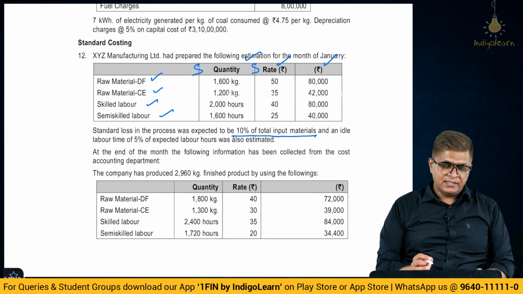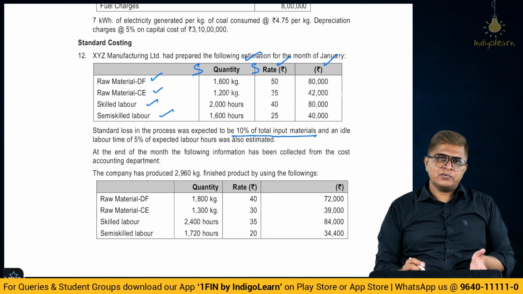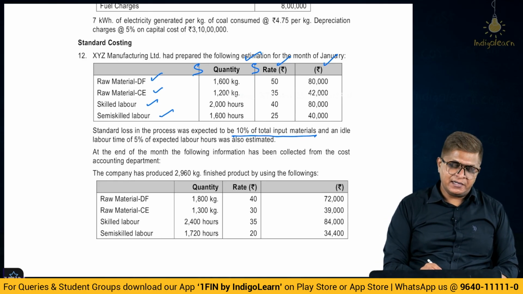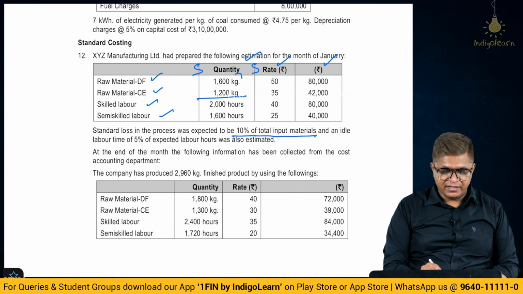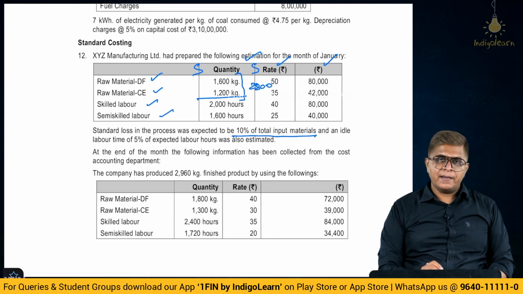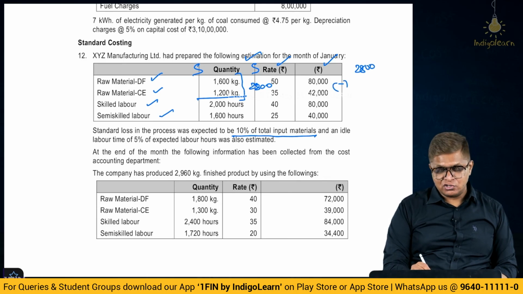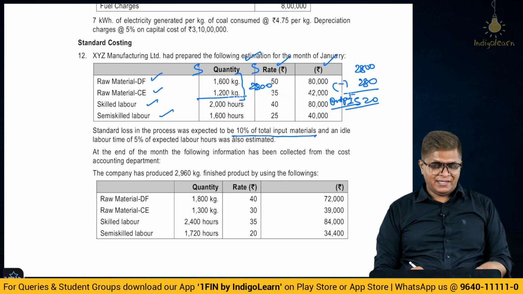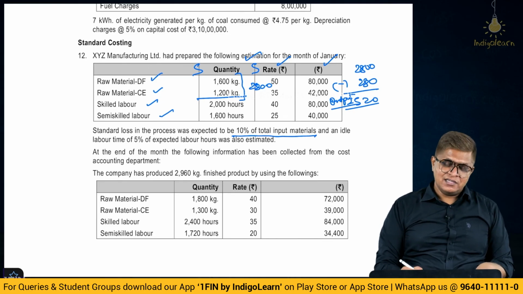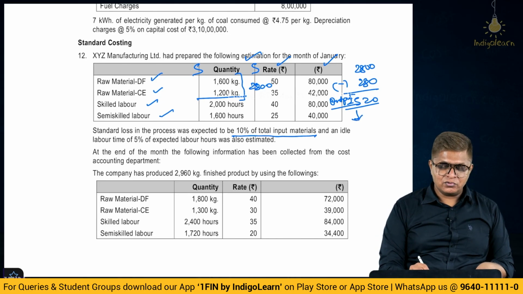Let's understand what they are saying here. How much is the standard input material? So, 1600 kg of material DF and 1200 kg of material CE. If we combine, we get 2800 kgs of input, but 10% is going to be the standard loss. So, 2800 minus 10%, which is 280, we get 2520 as the output. That means whatever table they have indicated, this table is for a standard output of 2520 units.